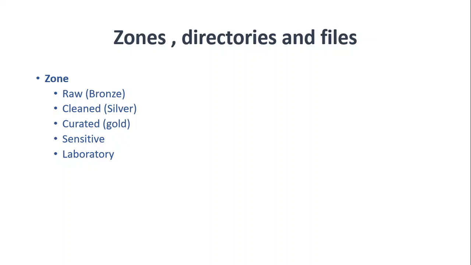Curated is the consumption layer where we do advanced analytics or data science kind of things. Sensitive is a zone where we land all the sensitive data, or classified data, which has personal identification information, PII. And laboratory is where a data analyst or scientist can work with the data until it's productionized. Basically they develop their analysis here, and after that you can productionize it.